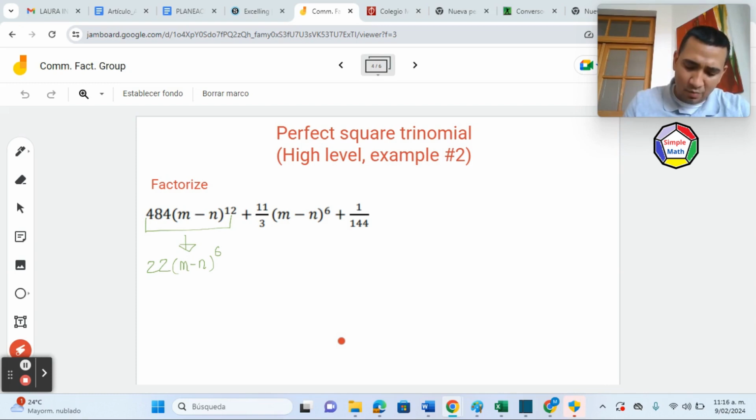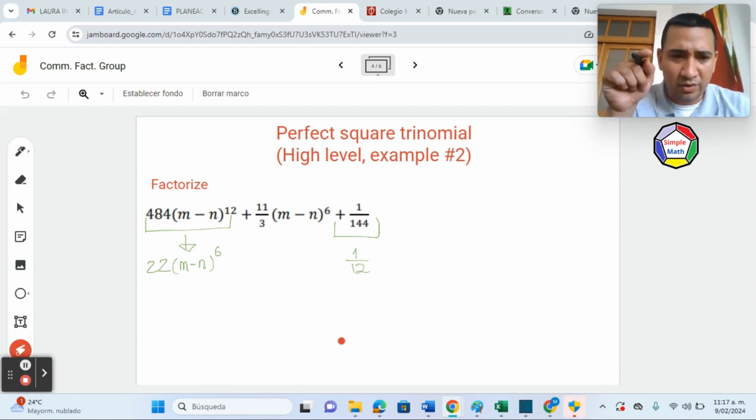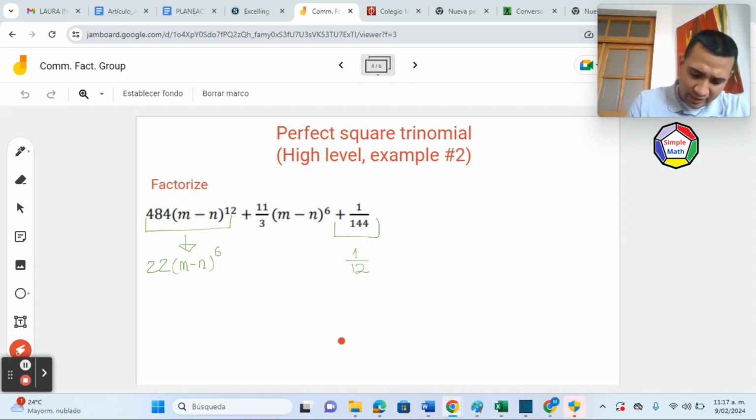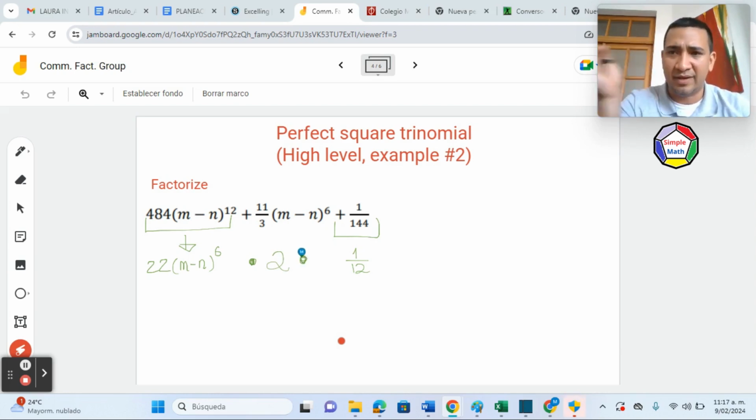And in the same way, I'm going to get the square root of the last term. In this case it is 1 over 144. The square root of 1 over 144 is 1 over 12. And now it's time to check. What do we have to check? We need to multiply those square roots. We have to multiply those square roots times 2. That is the operation we need to follow. So times 2.